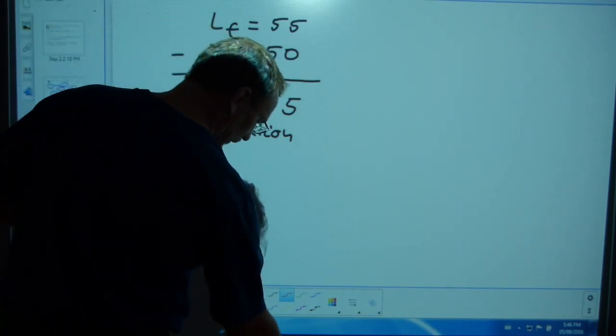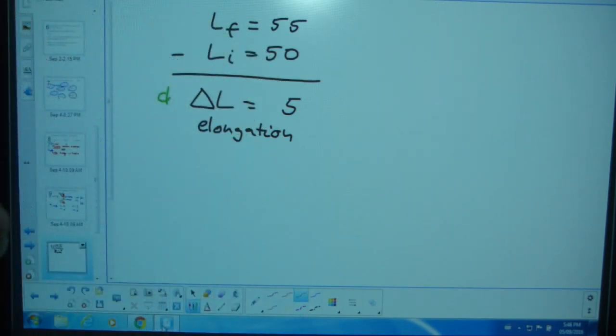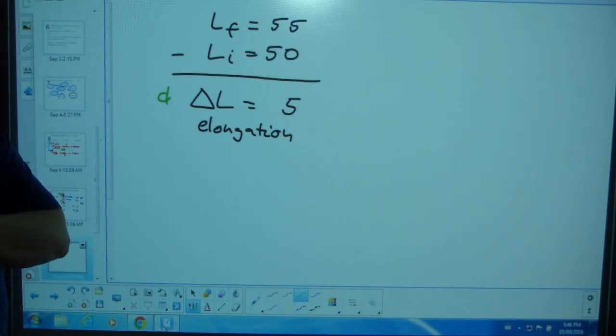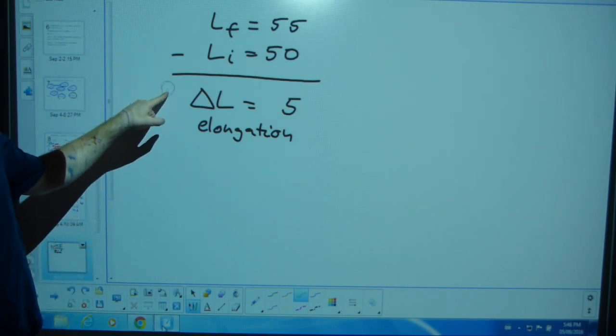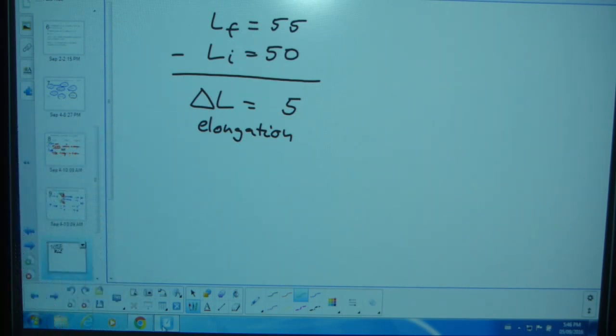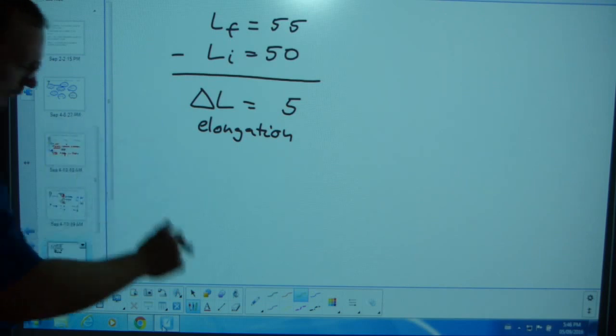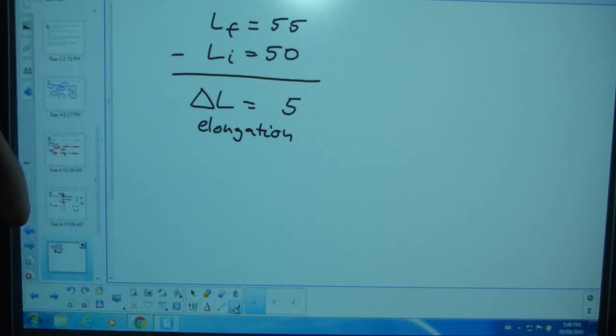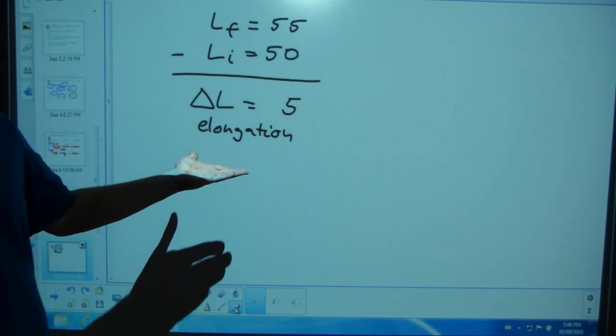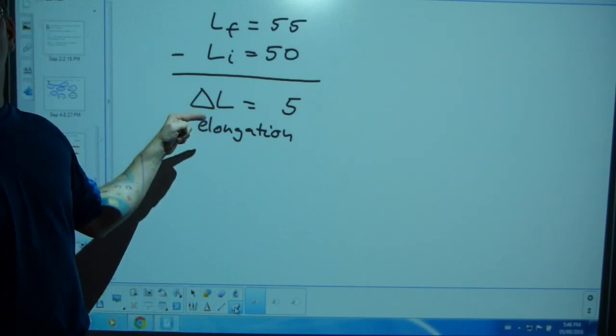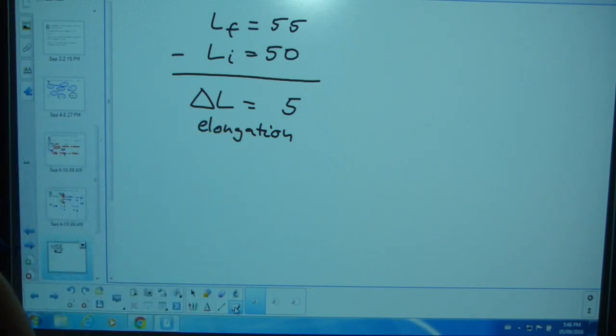Why is it not D? Because D is used for diameter, diagonal, and other things such as differential. We're not doing differential equations, and so we ran out of the uses of the letter D, and it's just this difference in length, delta L, or in short, elongation. So you can read it as delta L is 5 or elongation is 5.